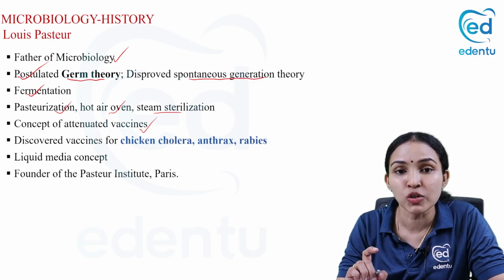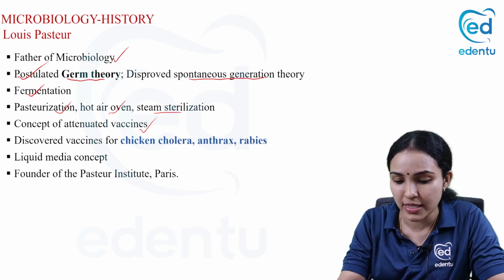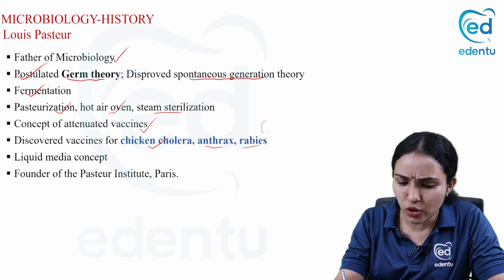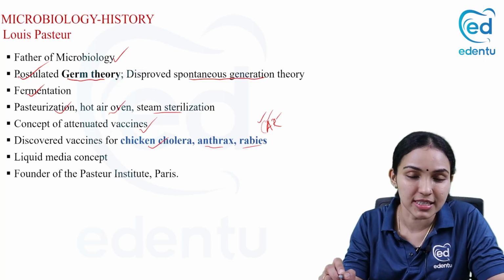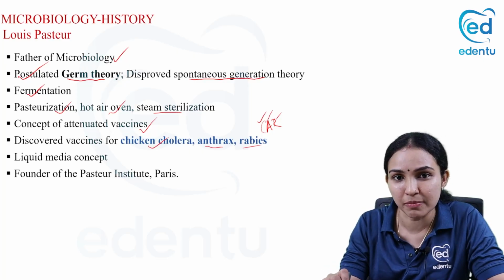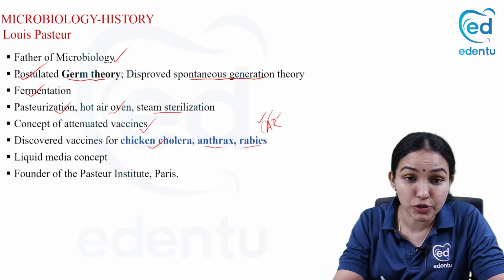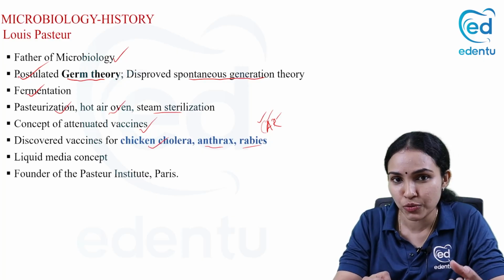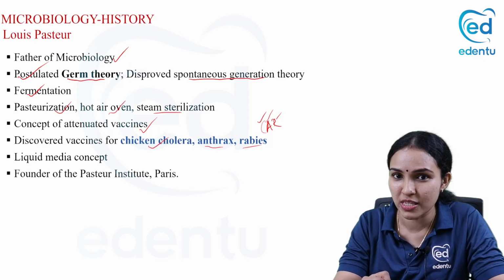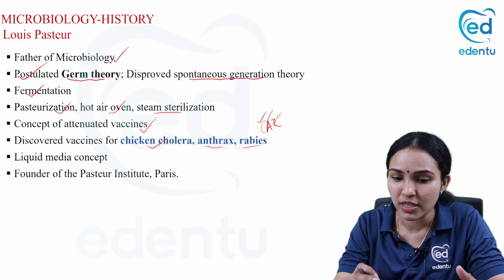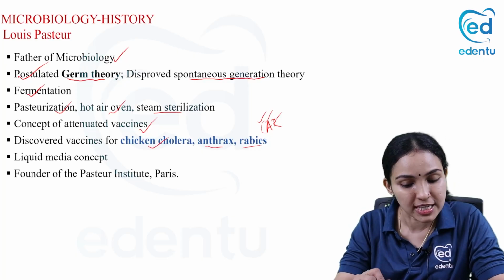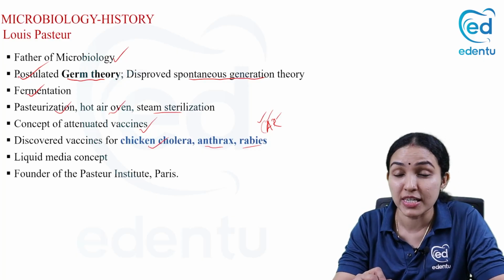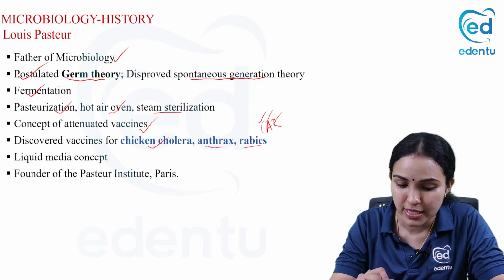And you should remember the vaccines which were discovered by Pasteur: chicken cholera, anthrax, and rabies. We'll give a code for that: CAR. Cholera, anthrax, rabies. These vaccines were discovered by Louis Pasteur, and he introduced the concept of liquid media. He used nutrient broth to grow microbes. He realized that microbes can grow in broth when sufficient nutrition is provided. So the idea of liquid media, and he founded the Pasteur Institute in Paris. So he's the founder of the Pasteur Institute.